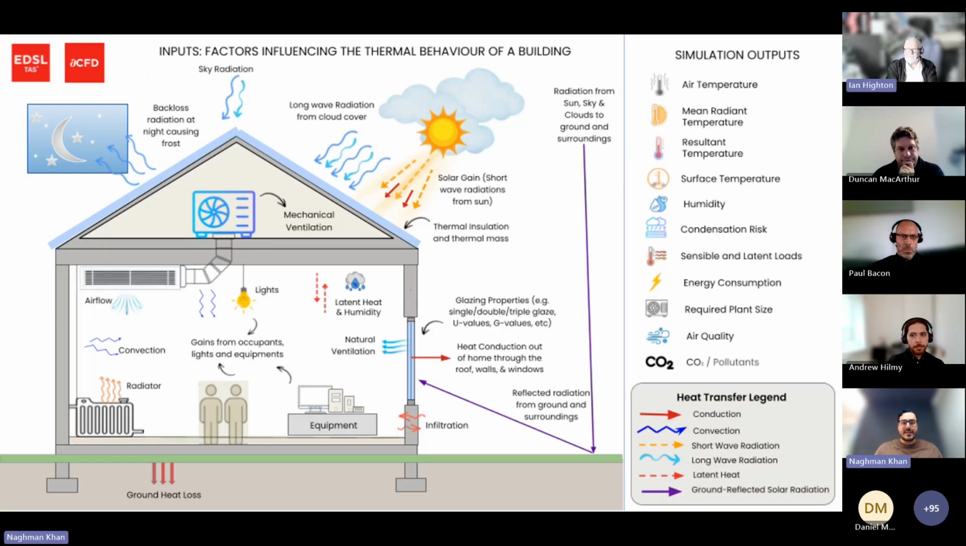Yeah, it's useful. To your point earlier about the forensics and what Andrew was saying about the TSD, to be able to interpret the results, to have a fundamental knowledge of the building physics is super useful.